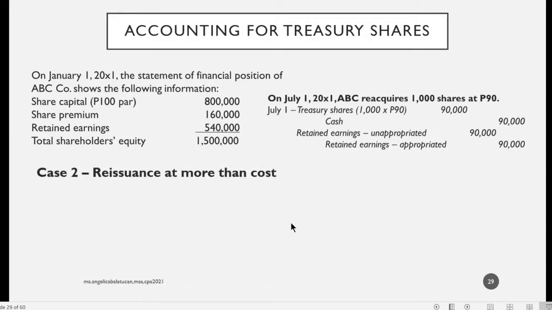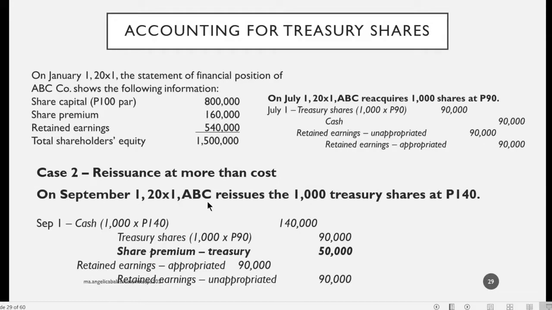Case 2, what if we reissue it at more than cost? So, on September 1, ABC reissues the 1,000 treasury shares at 140. So, debit, cash, 140,000. So, multiply lang siya. Then, credit treasury shares at cost, which is 90. And the balancing figure is share premium treasury shares or share premium treasury. Then, we're going to reverse the entry. Equivalent to 90,000 gihapon. Sa cost gihapon sa treasury shares.